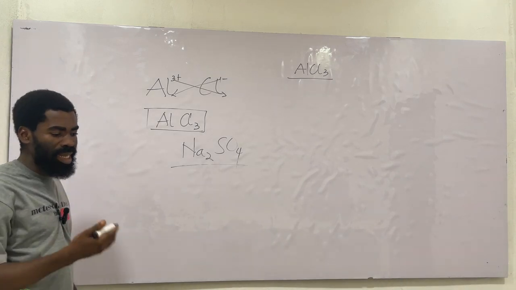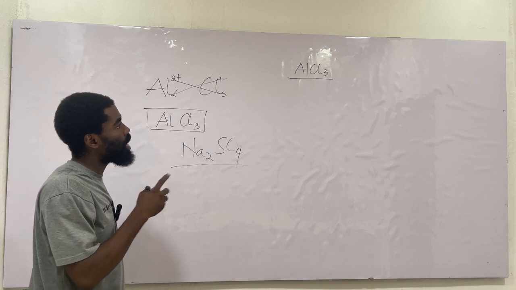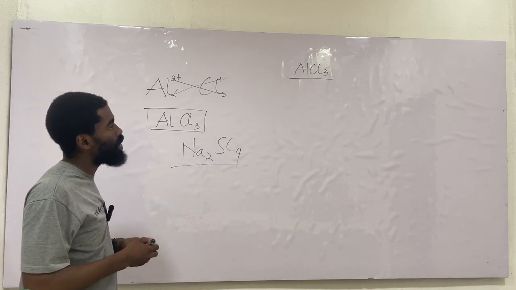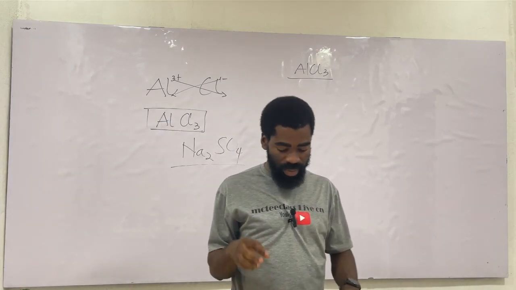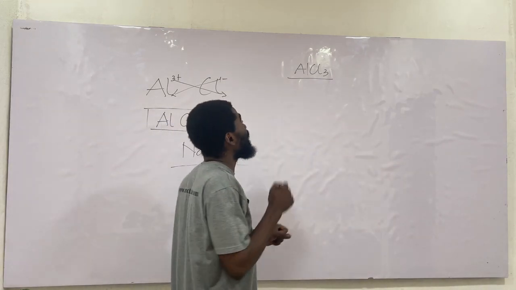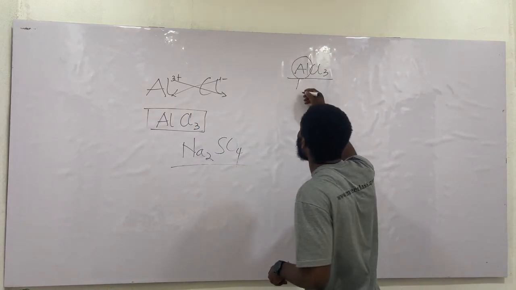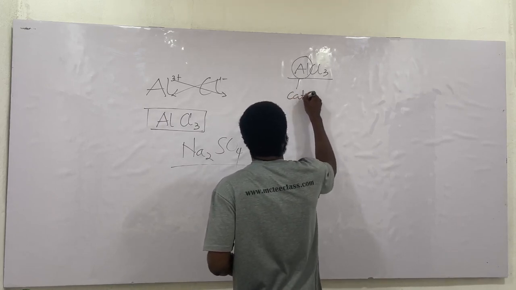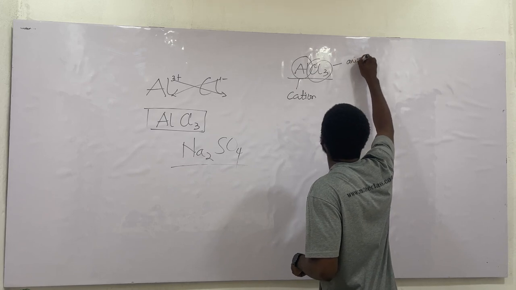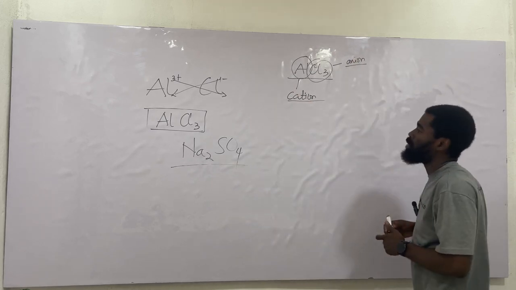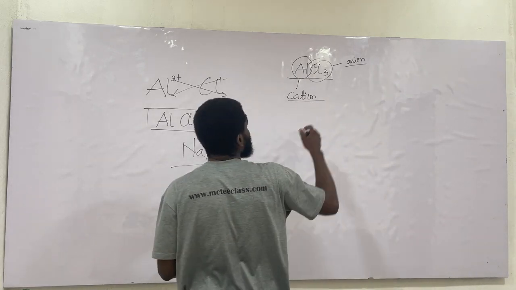Now I have the formula and I want to write the name. The first thing I'll do, before I even start, is put this under binary compounds, which will make the work easier. There are certain things we are supposed to know: in a compound, the first element is mostly a cation, and the second element is mostly an anion. You know what cations and anions are by now.